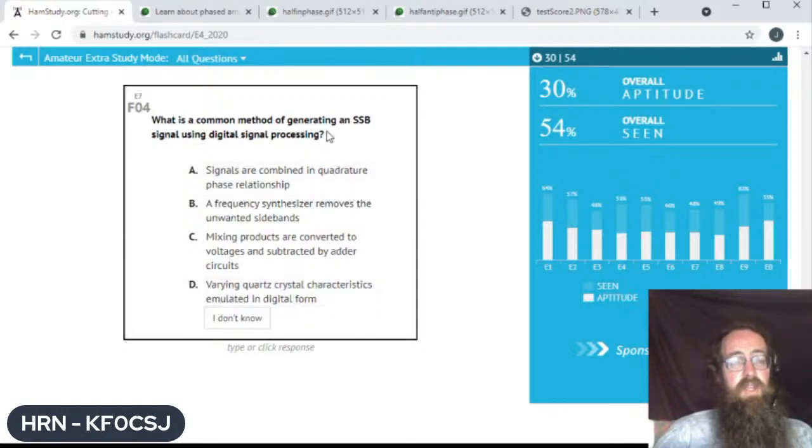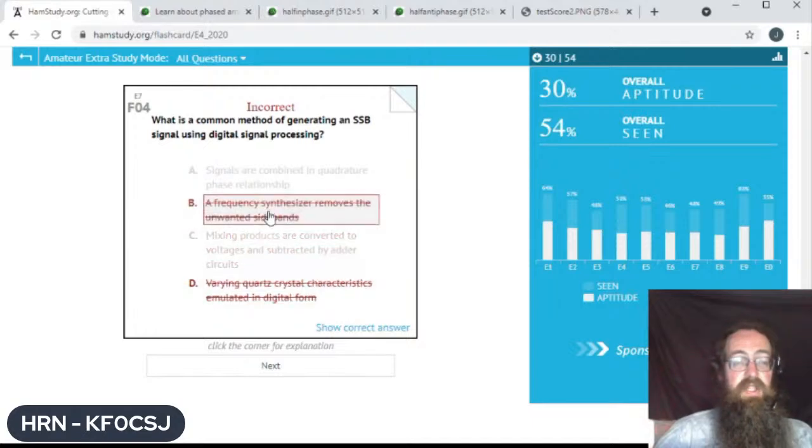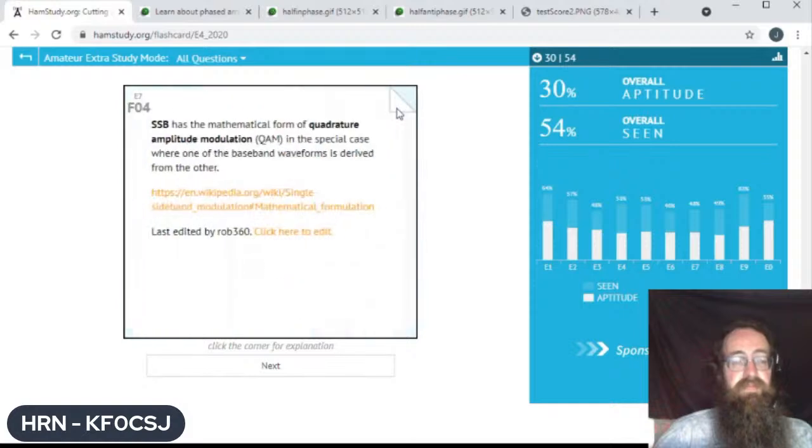I am going to go with the one that refers to digital signal processing and digital form. So I'm going to go with D. No, wrong. Okay. Signals are combined in quadrature phase relationship.